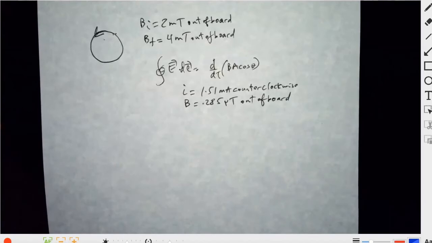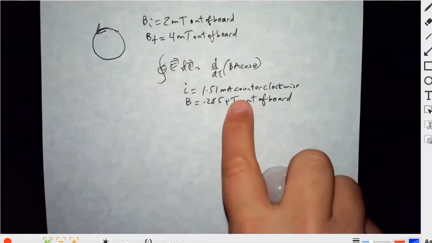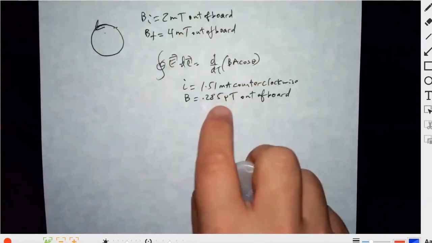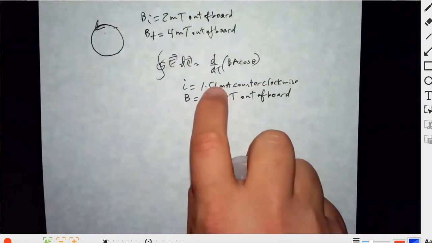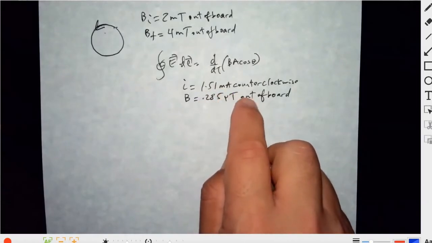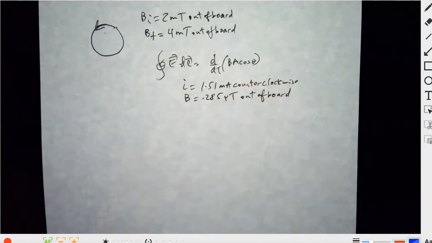Oh, because you can have extra B field coming out of the board instead of just the 4 milliteslas, right? Yeah, so why does it have to be into the board? If this is hardly noticeable anyway, the current created by this scenario is very small, and the B field created by that current is very small anyway. So why is it that important that it be into the board instead of out of the board? It's hardly noticeable, so what's the big deal?